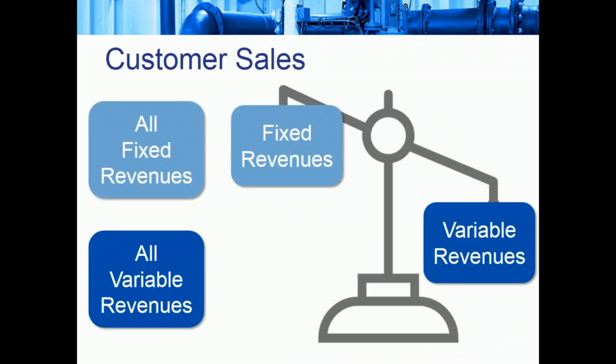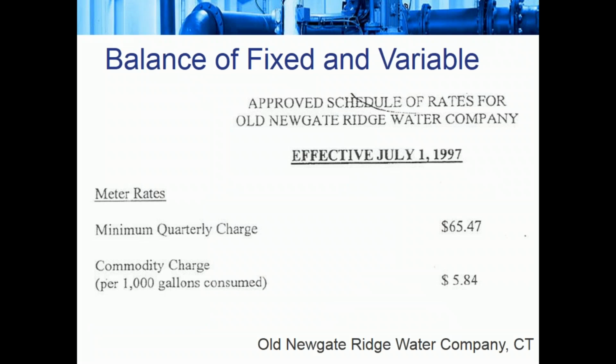But a lot of water systems will do some mix of the two. There will be some fixed revenue and some variable revenue. And the balance of those is really unique to each water system. So one example, right from our home state of Connecticut, the Old Newgate Ridge Water Company, they do a minimum quarterly charge of $65.47, and then their commodity charge per 1,000 gallons consumed is $5.84. So many systems around the country do this balance of fixed and variable rates.